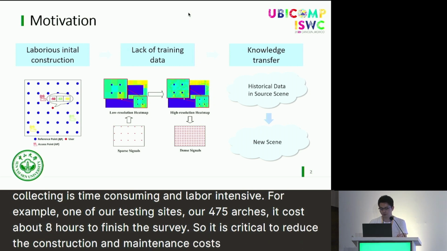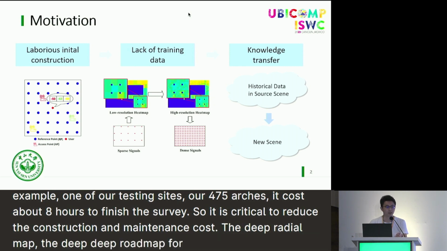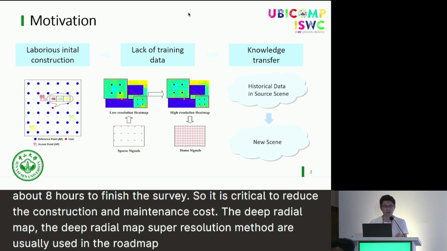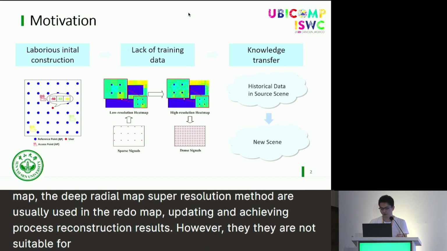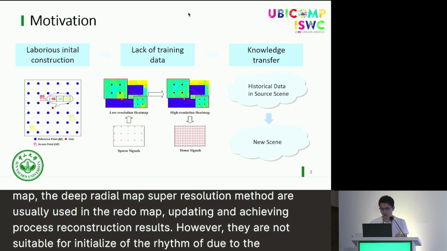The deep radio map super resolution methods are usually used in radio map updating and achieving high-quality reconstruction results. However, they are not suitable for initialized or fine-grained radio maps due to the lack of new pairwise data.